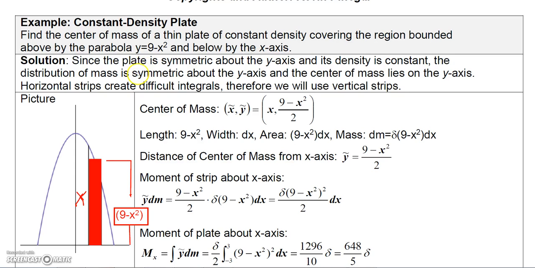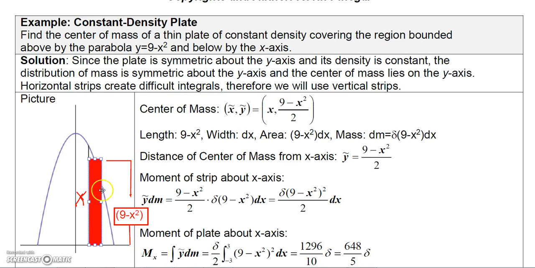Okay, so this first example says find the center of mass of a thin plate of constant density covering the region bounded above by the parabola 9 minus x squared and below by the x-axis. So you can see here I'm bounded below by the x-axis and I'm bounded above by the parabola here. Now I went ahead and drew you a vertical strip right here.